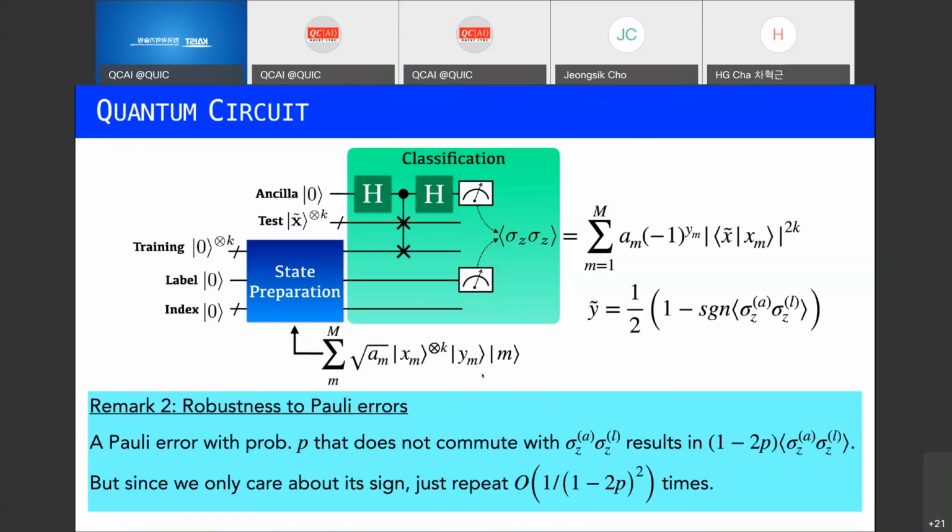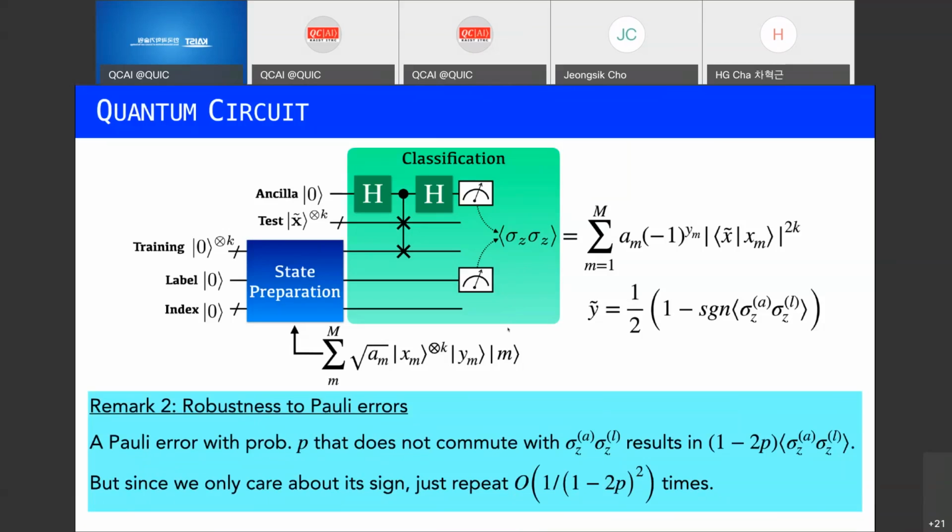And the second remark is that this scheme provides some sort of robustness to Pauli errors. It's easy to see because we are only measuring a 2-qubit observable. As long as the errors effectively appear as a Pauli error at the end of the circuit which commutes with sigma z, that does no harm to our measurement. So it's automatically robust to such errors.